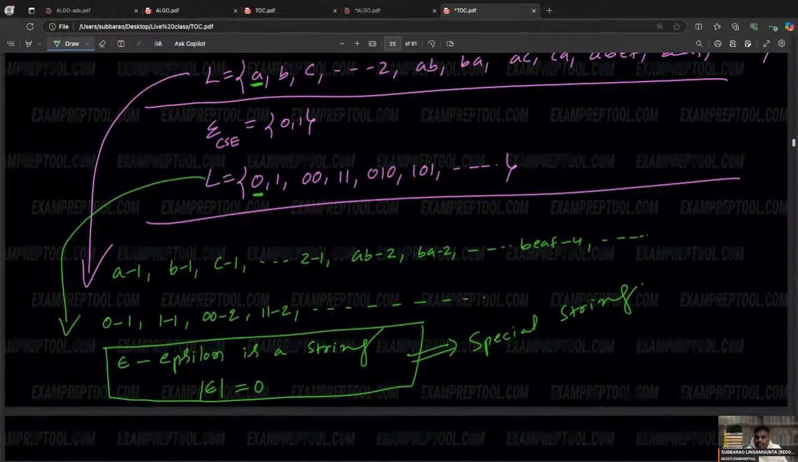If you can remember this, you got TOC. Sunny, you got TOC. Sakshi, you also got TOC. Just remember this point. Epsilon is a string whose length is 0. It is a special string.